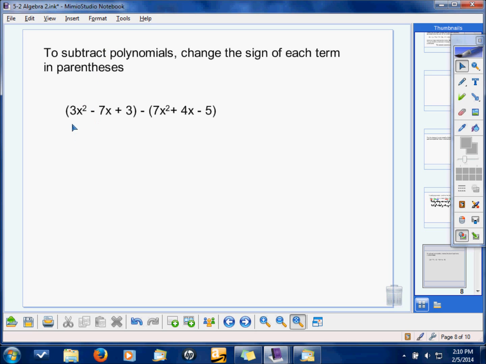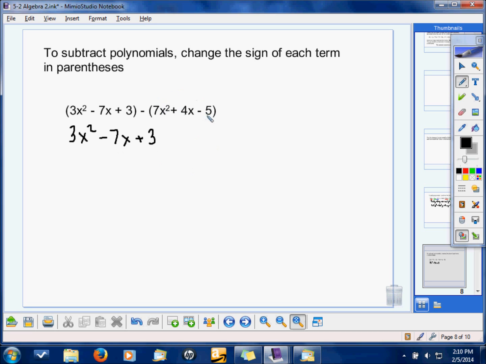Before you start to combine like terms, it usually makes it a lot safer if you rewrite the first one and, for anything that comes after the minus sign, change the signs of everything inside. So really this becomes our 3x squared we keep. Our minus 7x we keep. Our plus 3 we keep.